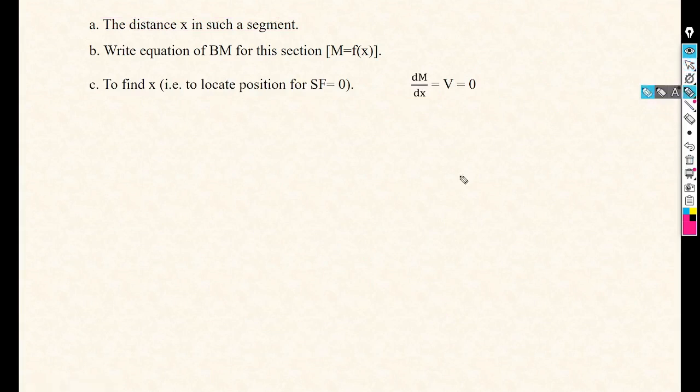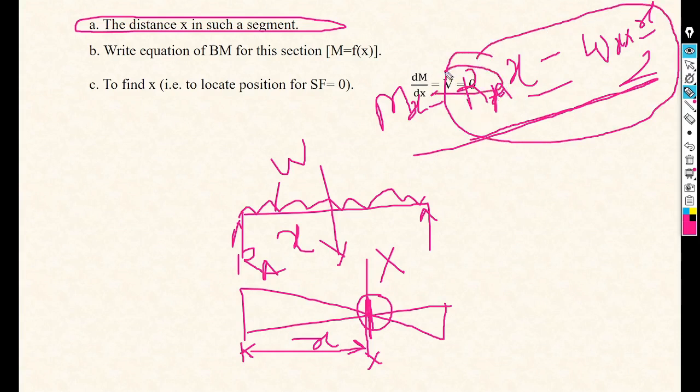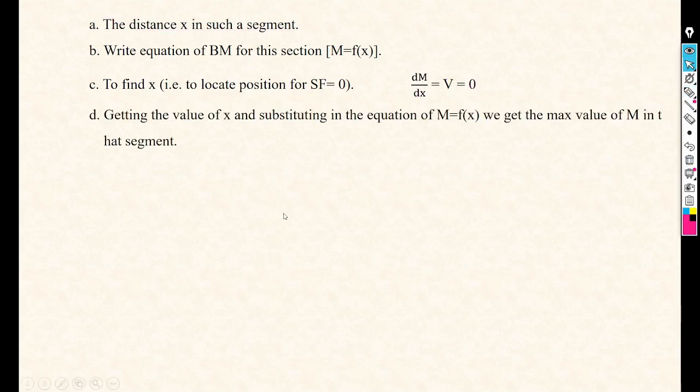We know that we take the derivative of whatever moment equation we have considered, this equation: Mx equals RA x minus w x square by 2. If we take the derivative of this equation with respect to x and equate it to zero, we will get the value of x. Once we get the value of x, just put it in the equation and we will get the maximum bending moment. That is a simple thing. Getting the value of x and substituting in the equation of M equals f(x), we get the maximum value that we have discussed previously.